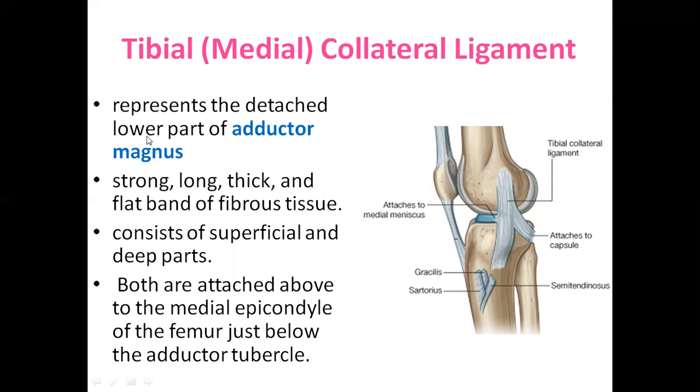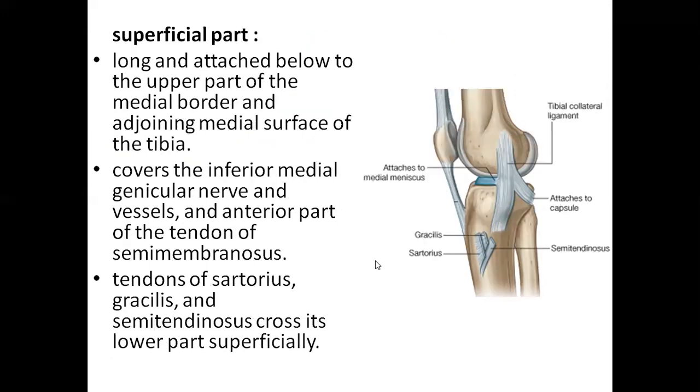It represents the detached lower part of adductor magnus. It is strong, long, thick and flat band of fibrous tissue. It consists of superficial part and deep part. Both are attached above to the medial condyle of the femur, just below the adductor tubercle.